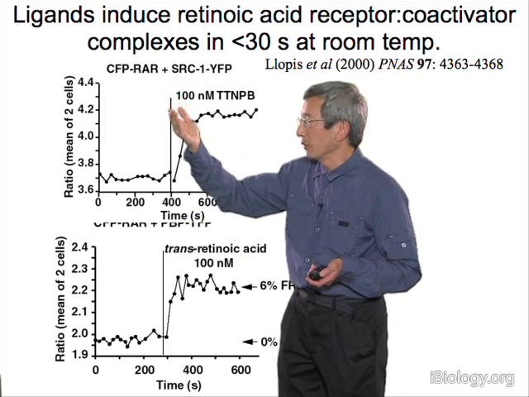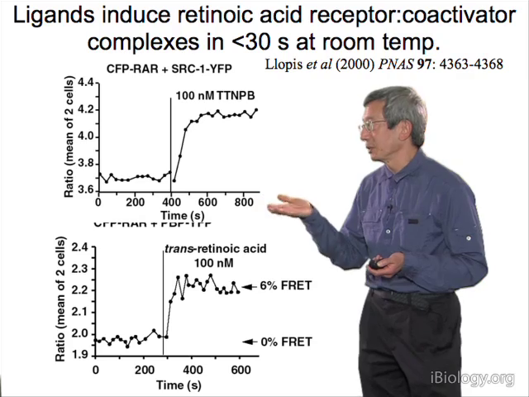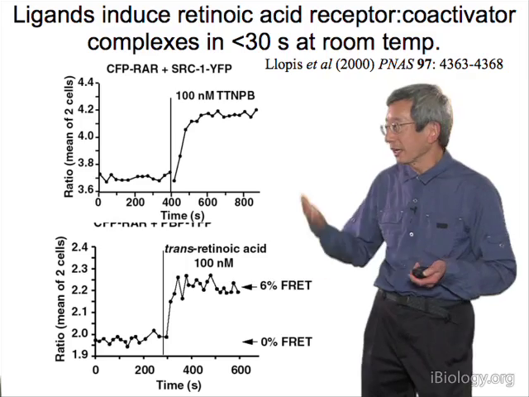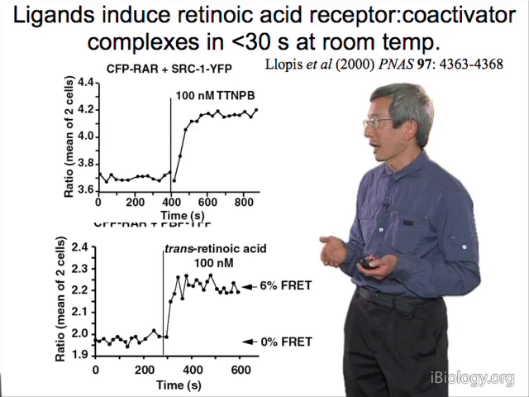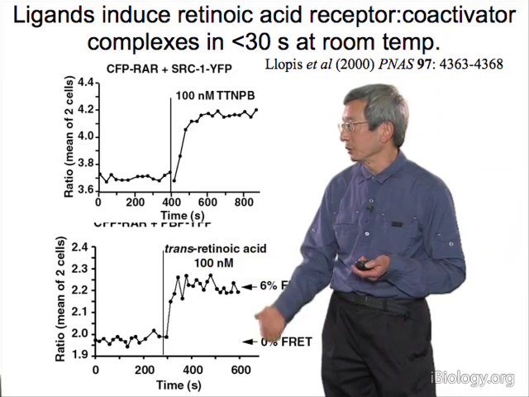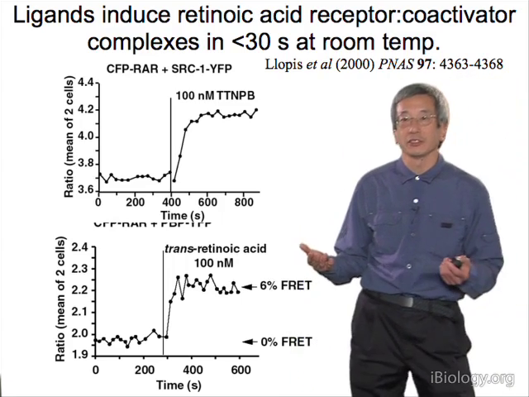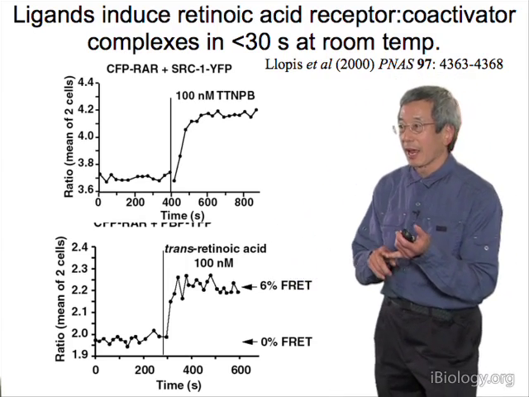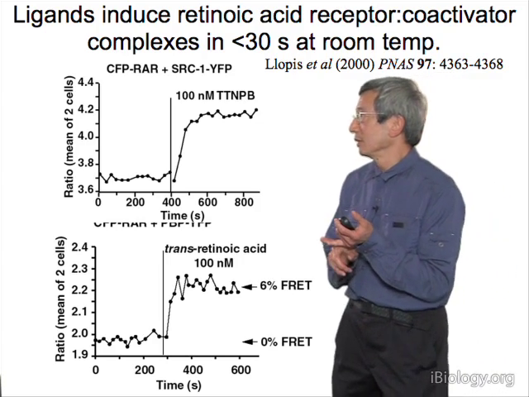We put on the hormone at this vertical line, or the drug that simulates the retinoic acid, and within 20 or 30 seconds we already have a big increase in FRET that levels off rapidly. You can do it also with the real natural ligand, transretinoic acid. Now, who cares about this? Once again, we get the kinetics. This is done in a single cell, and it showed the whole process of this biochemistry happened in just a few tens of seconds.